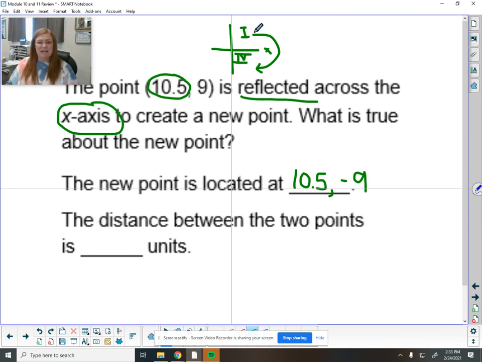So now we need to find the distance from here to here. It was up 9 for this one. I'm going to switch my colors. So we went up 9. This one went down 9. So we need to put those together since they're in different quadrants. 9 and 9 makes 18.